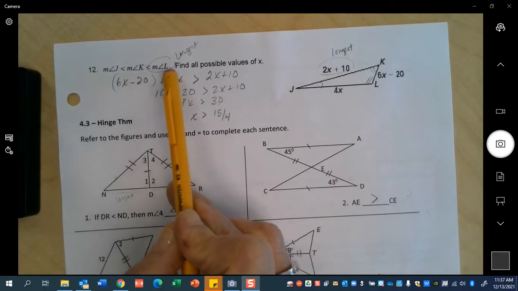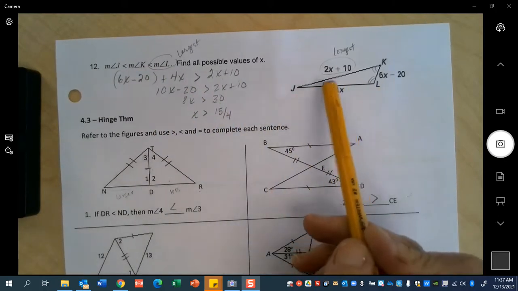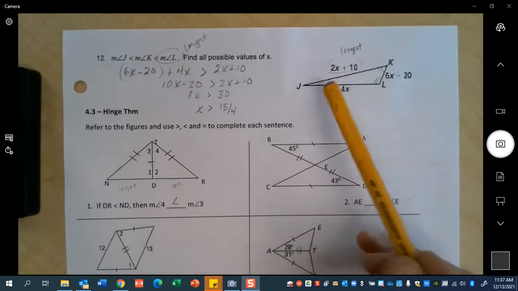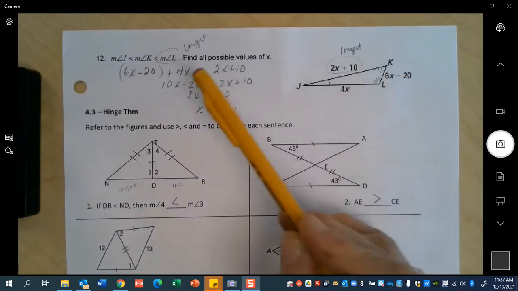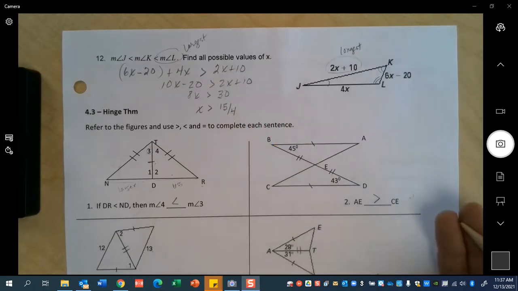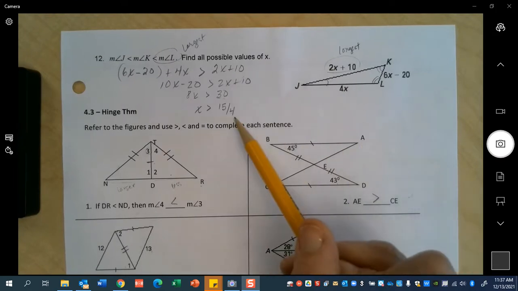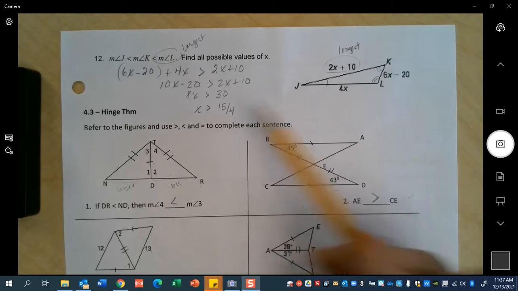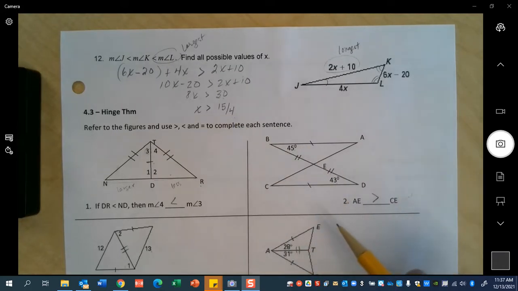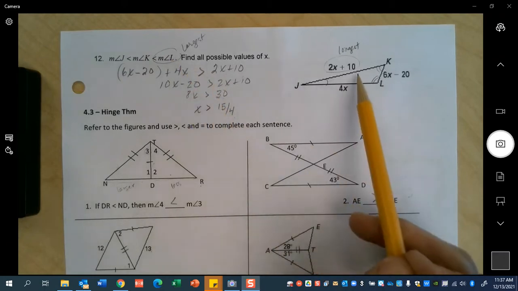Because L is my largest angle, that means that JK is my longest side. So that means that the measure of this side plus the measure of this side has to be bigger than that one. And then I just solved for X. I did it a bunch of times because it felt weird to get a fraction, so I thought I messed up. Because that is my largest angle, that's my longest side.